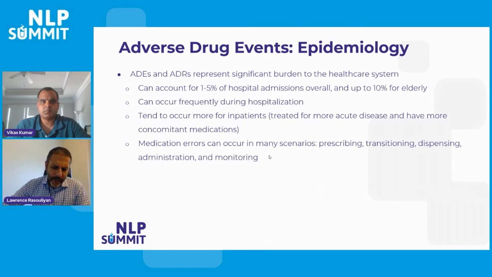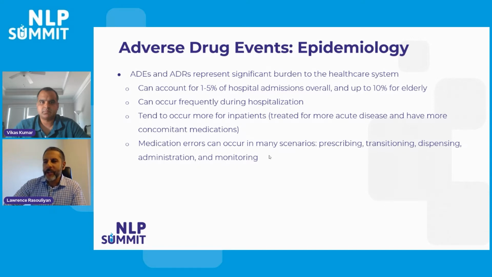Adverse drug events and reactions really do represent a huge burden to the healthcare system. I can tell you they can account for 1 to 5% of all hospital admissions. And if we look at the elderly, the estimate is closer to 10%. Those numbers really jumped out at me, because if you think about all hospital admissions, just anytime somebody is admitted to the hospital, 1 to 5% of the time, that person is admitted because of an adverse drug event, right?